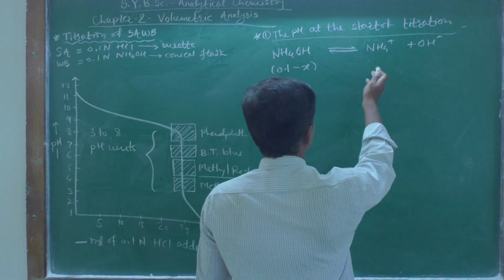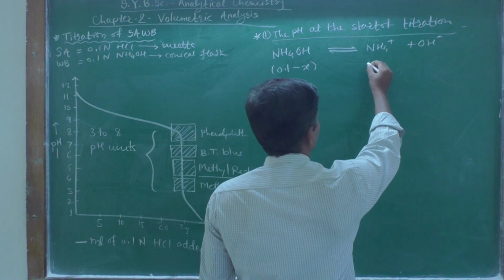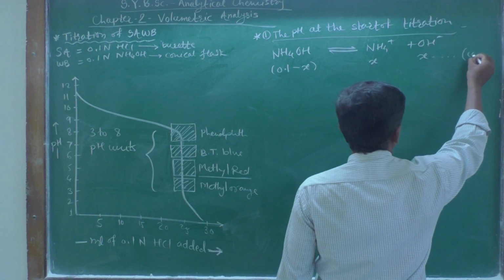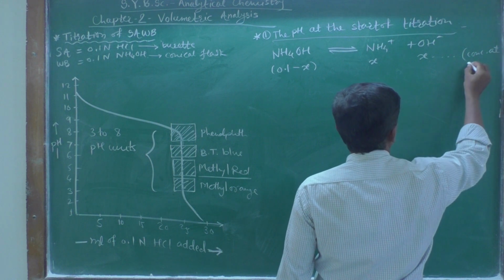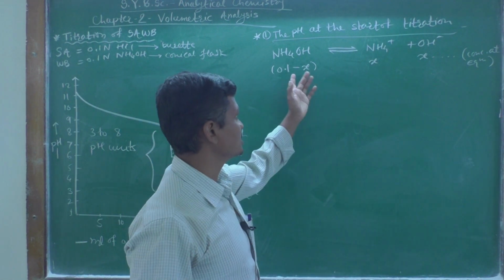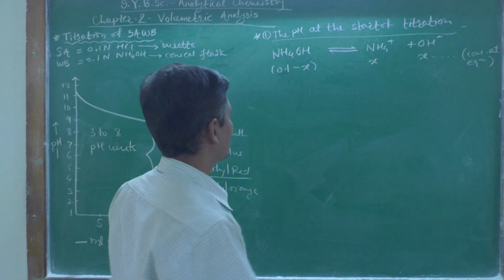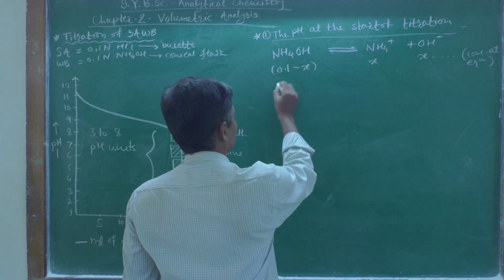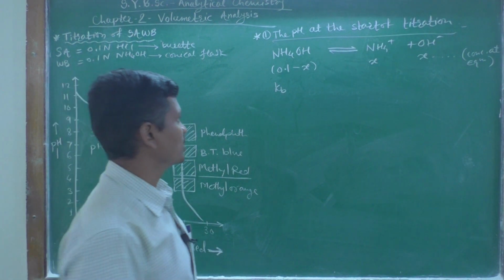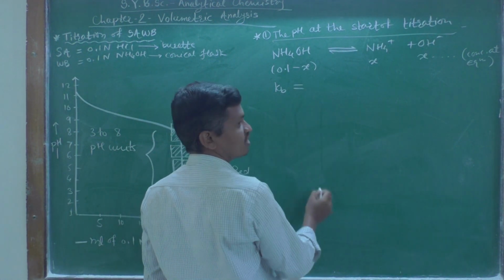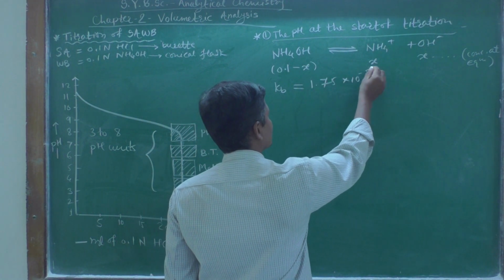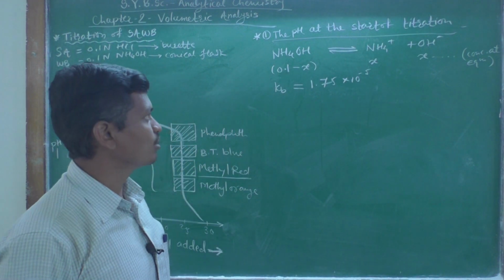So X moles of NH4 plus and OH minus will be formed. These are the concentrations at equilibrium, when equilibrium is established. Now the Kb value, that is the base dissociation constant for NH4OH, is a constant value at 25 degrees Celsius, and the value is 1.75 into 10 raised to minus 5.